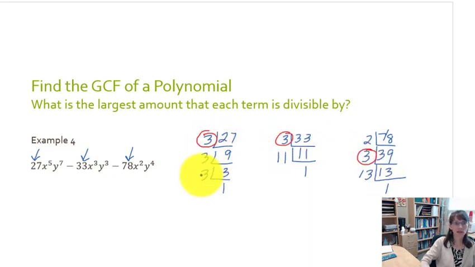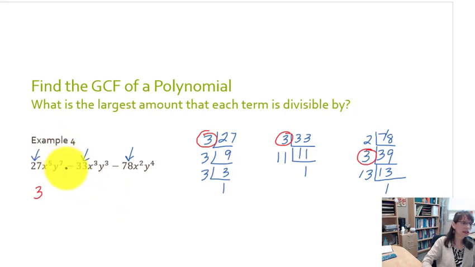Now all I have is factors of 3 for 27. I don't have 3 to circle again for all of these coefficients. 11 is not found in all 3. 13 is not found in all 3. 2 is not found in all 3. So the factor of 3 is the only common numerical factor for all 3 of our terms.